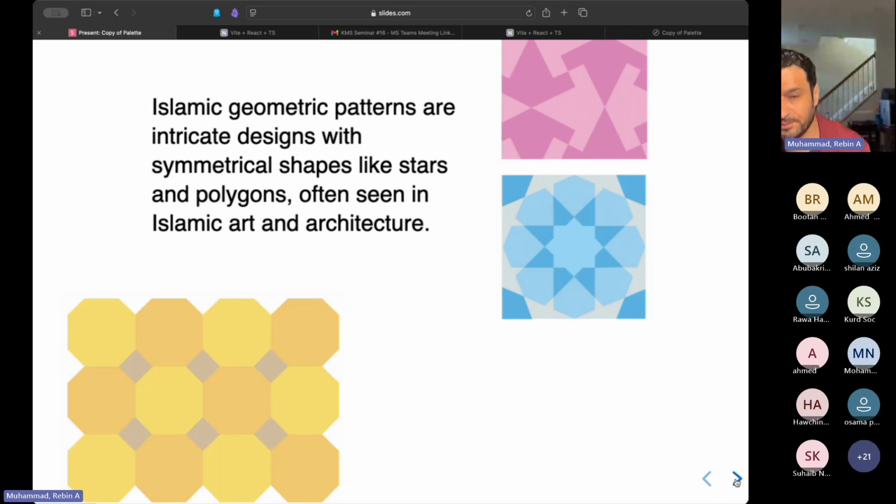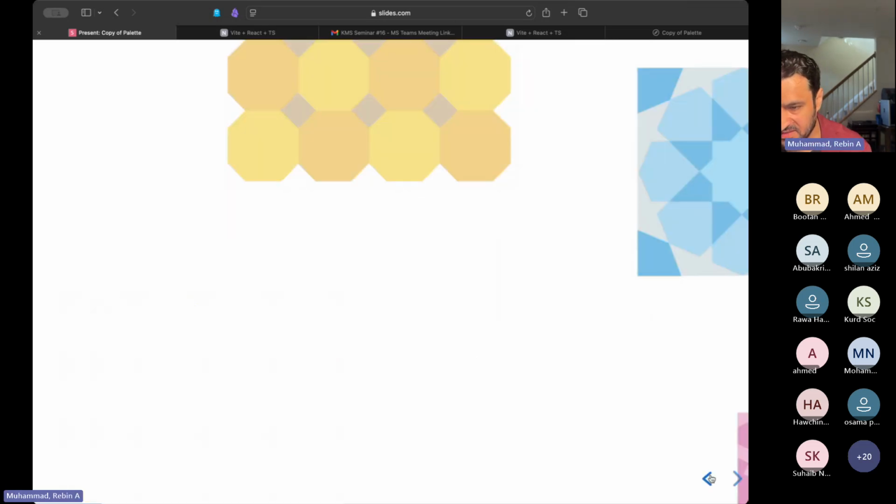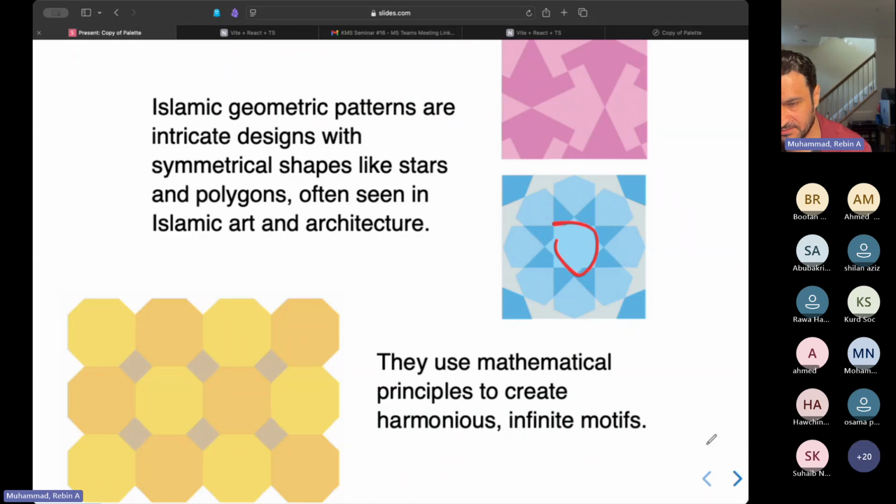Some of the common features distinguish Islamic geometric from non-Islamic. In Islamic, you most likely have a star like this one. So hopefully I can erase my drawing. See. Okay, how can I erase this? Okay, now it's good.